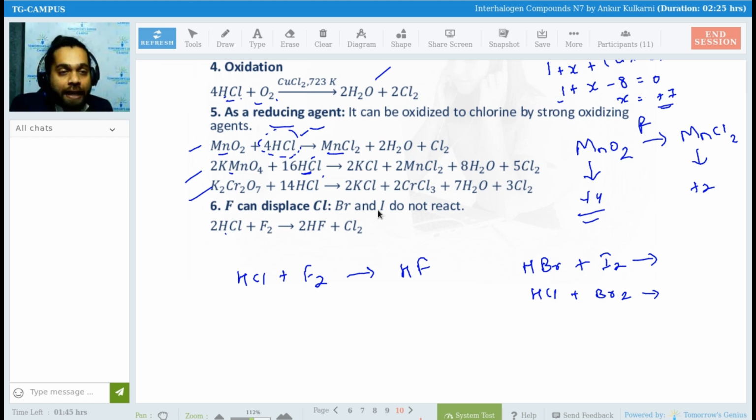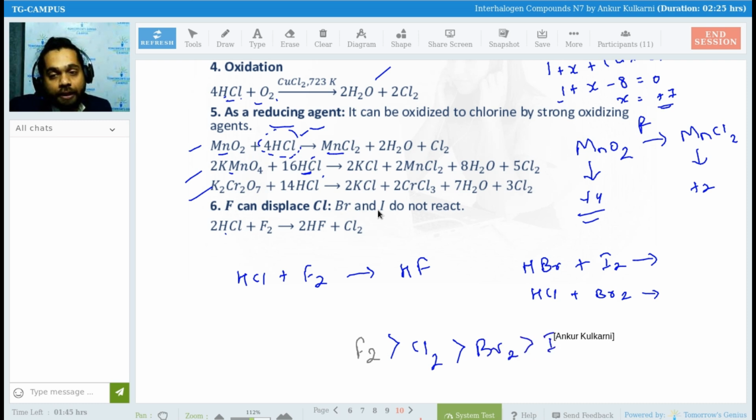Perfect. So as we go down the group, we have seen it in the last session, the reactivity decreases. F2 is more reactive than Cl2, then Br2, then I2. Correct? So your Cl can replace F, correct? Is it? No, it is opposite. Your F can displace Cl. Your Cl can displace Br, but the opposite cannot happen. Cl is more reactive. Your Br is less reactive.